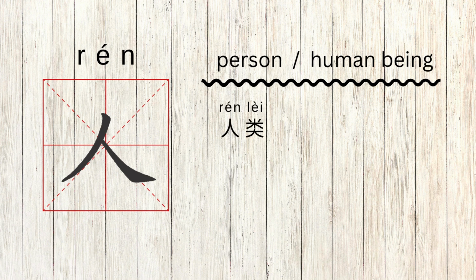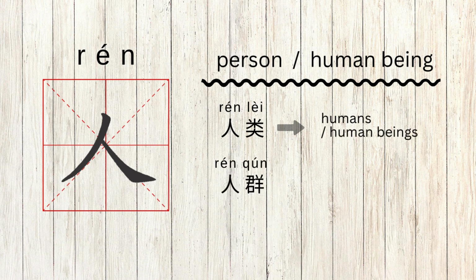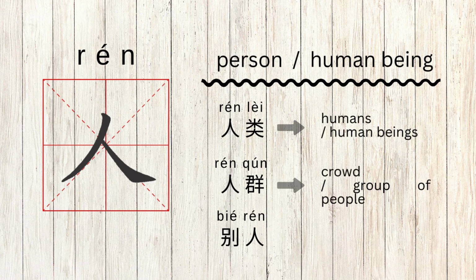人类 means humans, human beings. 人群 means crowd, group of people. 别人 means other people, someone else. All of these meanings are connected to the core idea of person.